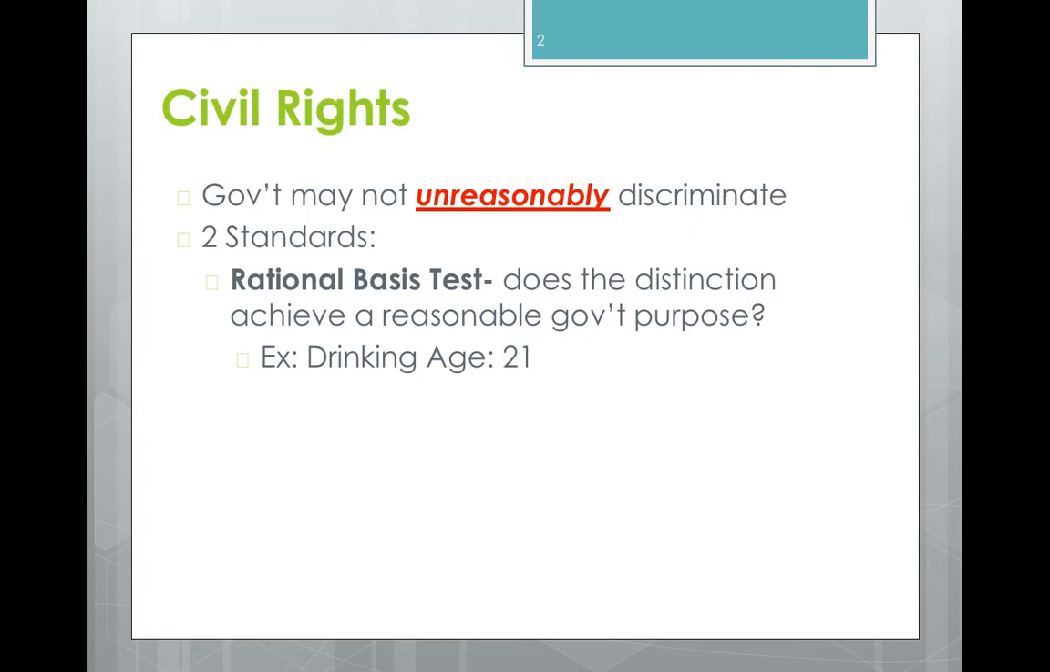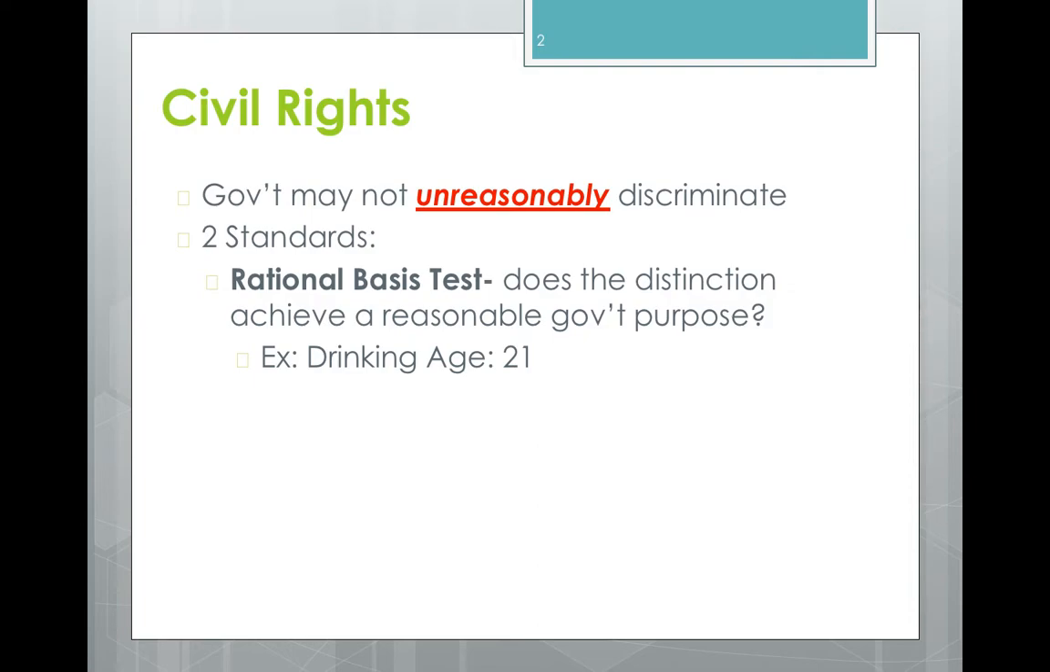Example, drinking age. The age being 21 could be seen as violating an 18-year-old's civil rights, that they have the civil right to drink at 18 years of age, but the federal government has said that there is a reasonable government purpose to this, that individuals are not able to handle alcohol until they're age 21. Another example would be mask wearing during this coronavirus, in that the government can restrict your civil rights if there is a distinct government purpose.